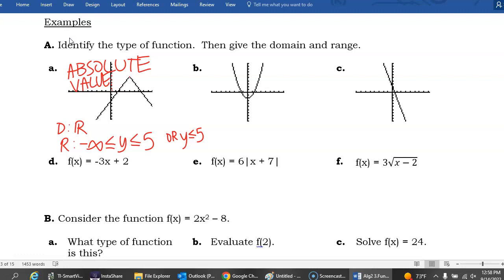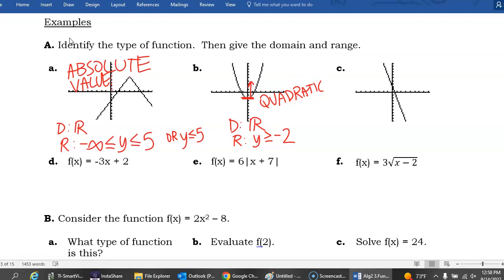Letter B, I see a U-shaped graph. I know that that is a quadratic. If I'm looking for the domain on quadratics, it is all real numbers. The range on this transformed quadratic, it looks like it's only the values greater than -2. So I'm going to say y greater than or equal to -2. You could say -2 through infinity, but I'm going to go with a little shorter way to represent that.